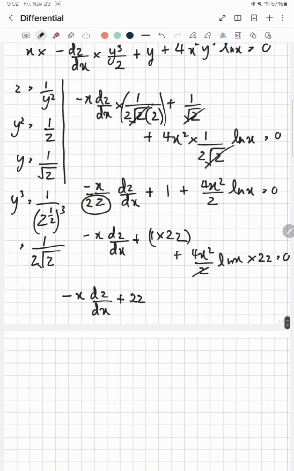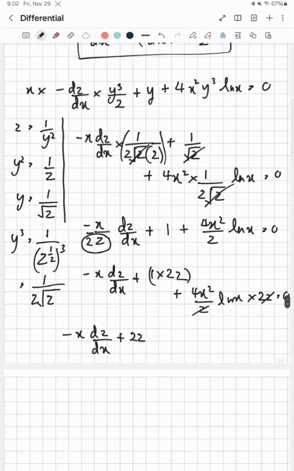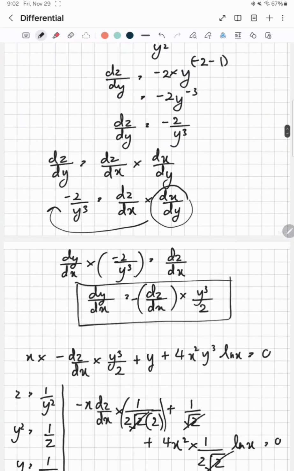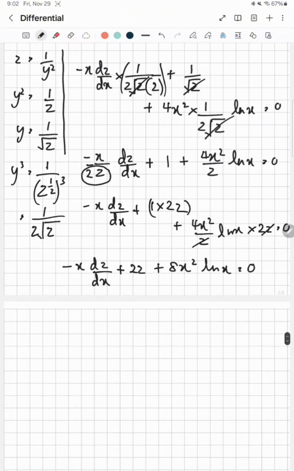Here the z cancels off. My 2 and z look the same, so don't get confused about it. You can multiply 4 and 2 together, so you get 8x squared ln x equals 0. And now I'm going to divide everything by this negative sign. So then you can write it as x dz over dx minus 2z minus 8x squared ln x equals 0.